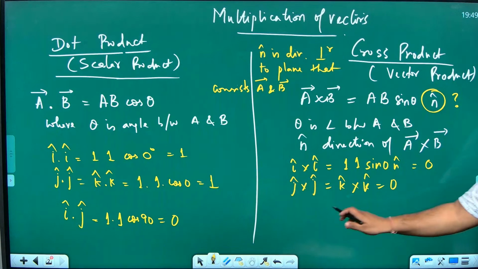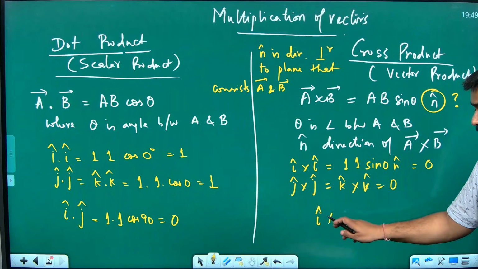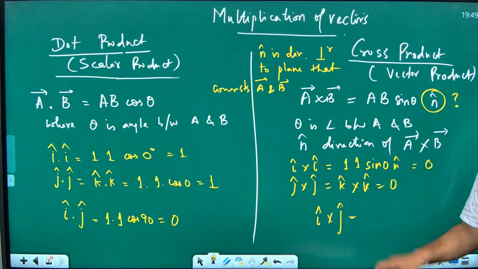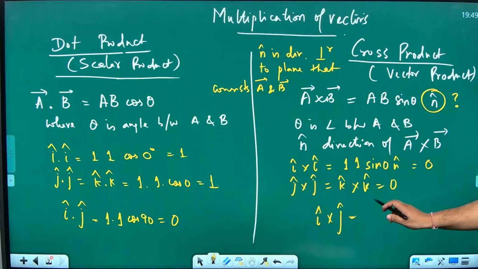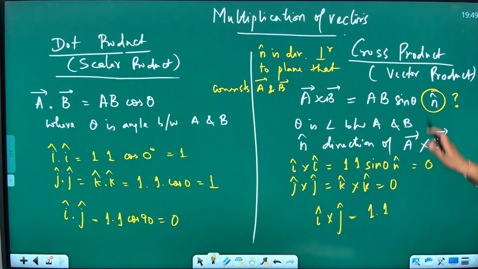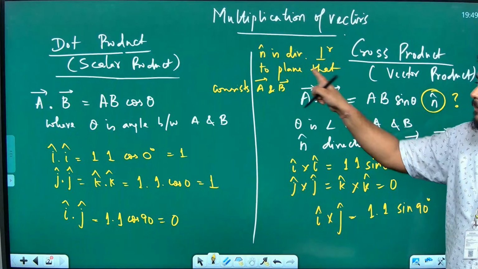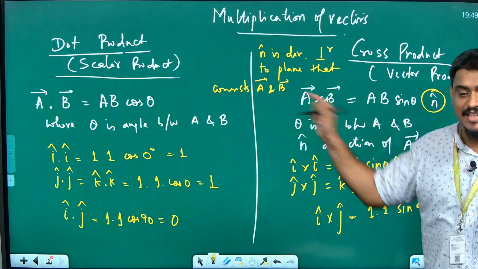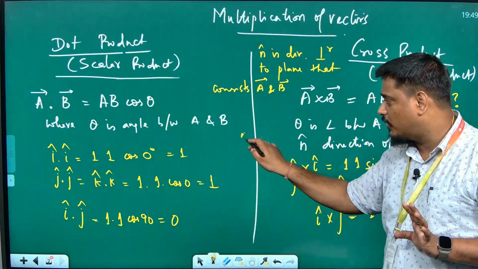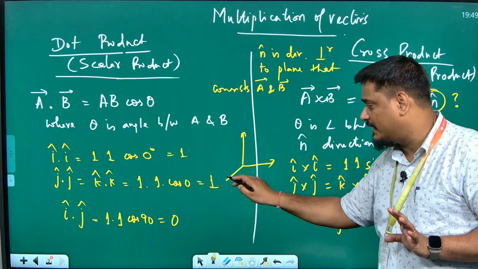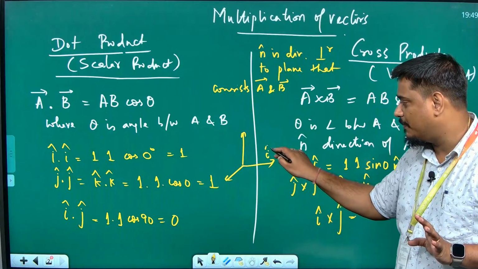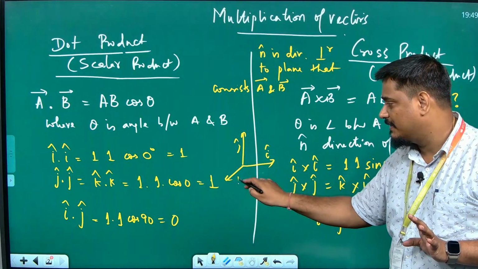But if I write i cap cross j cap, what is going to happen? Pay attention. i cap magnitude 1, j cap magnitude 1, sin of the angle between them, 90 degrees, good. And n cap is what? n cap is the direction perpendicular to the plane that consists of A and B. Now just draw this space with i, j and k. This is i cap, this is j cap, this is k cap.